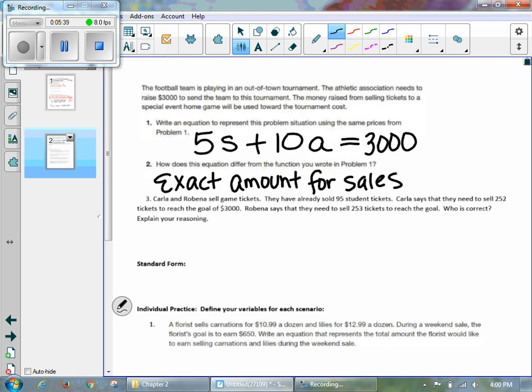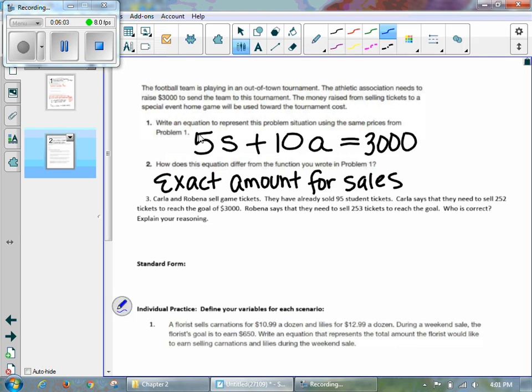Number 3 says, Carla and Robina sell game tickets. They have already sold 95 tickets. Carla says they need to sell 252 tickets to reach the goal of $3,000, but Robina says they need to sell 253 tickets to reach the goal. Who is correct? So let's take what we know and use that to start.